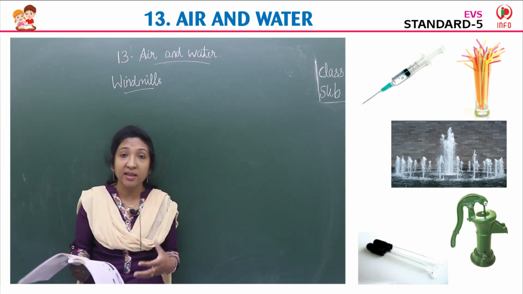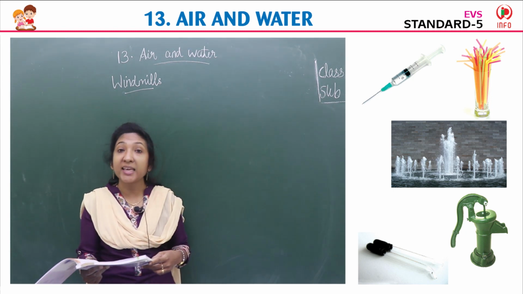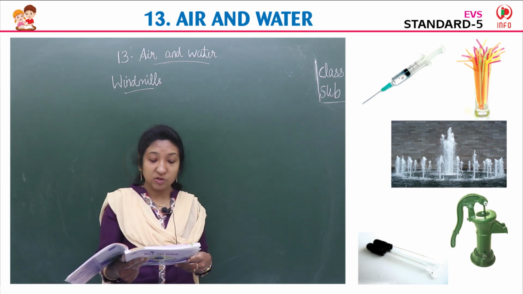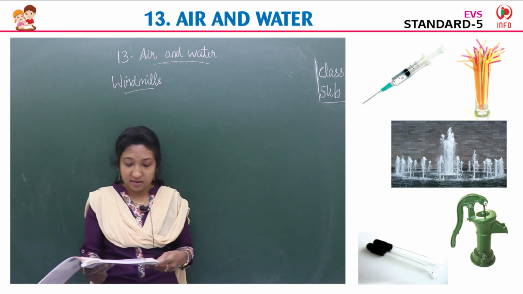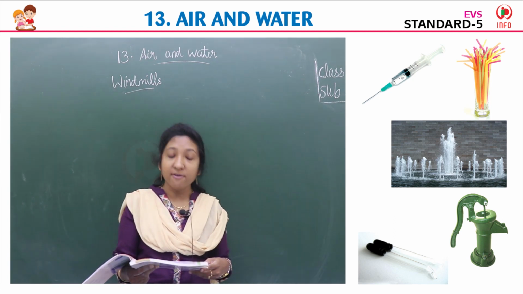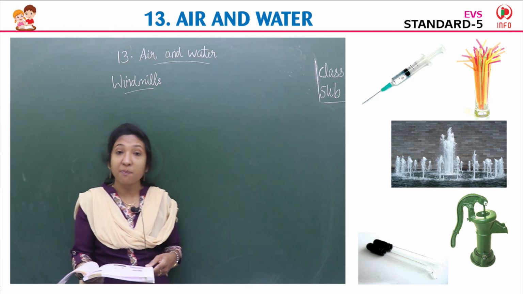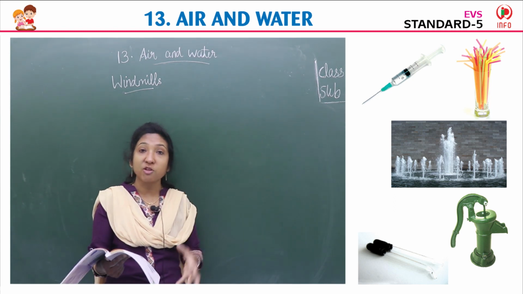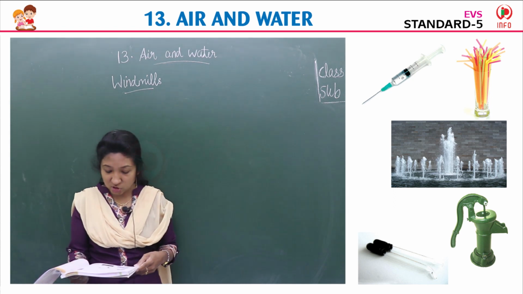The air pressure is used in day-to-day life to fill medicine in injection syringes, to fill ink in the pens, then to suck cool drinks using a straw, then to construct artificial fountains, then to operate hand pumps, then for the working of sailboats. You can see the image of the sailboats, then parachutes, see how people fly in the parachutes. Okay, so in parachutes also we use this air pressure.